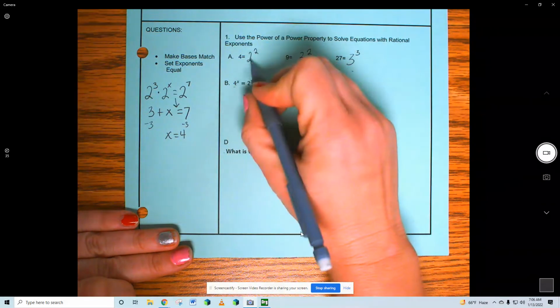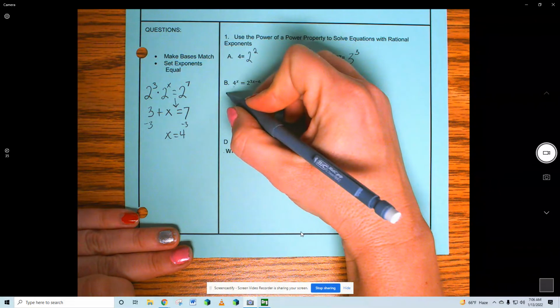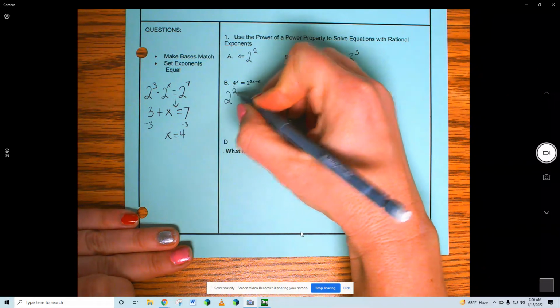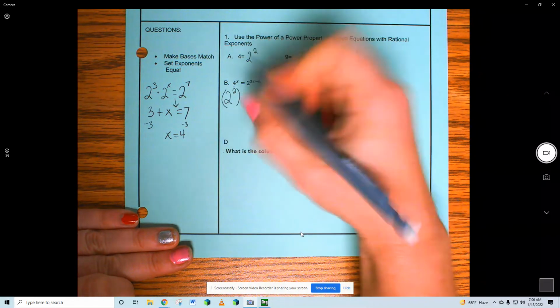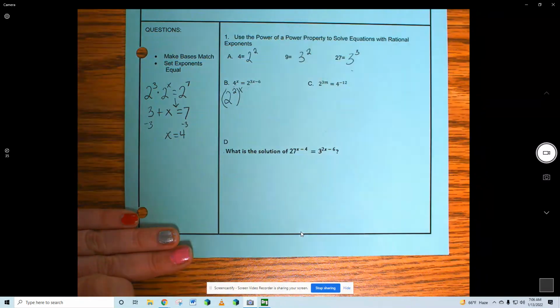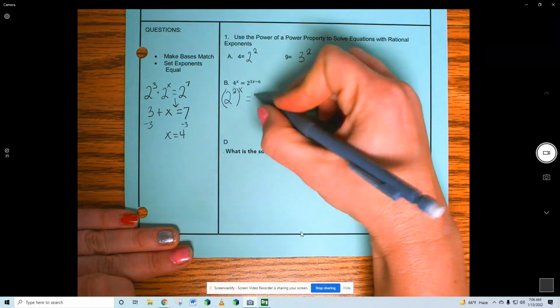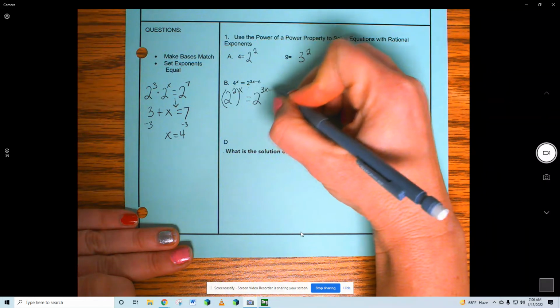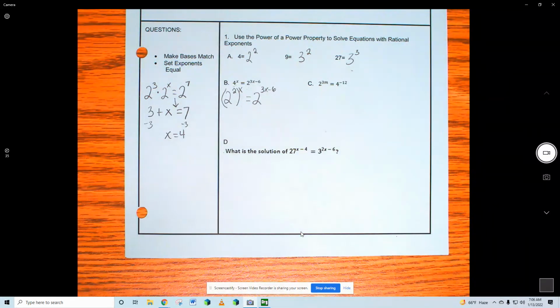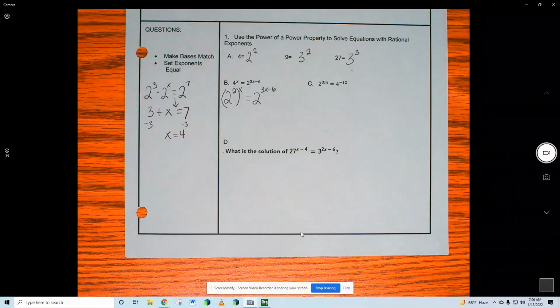4 is the same as 2 squared. So I'm going to do this. 2 squared, because that's 4, and then the x still has to stay in the exponent, equals, and then 2 to the 3x minus 6. So I'm looking at the bases. They're both 2's. I'm going to set the exponents equal to each other. 2x, so 2 times x, equals 3x minus 6.